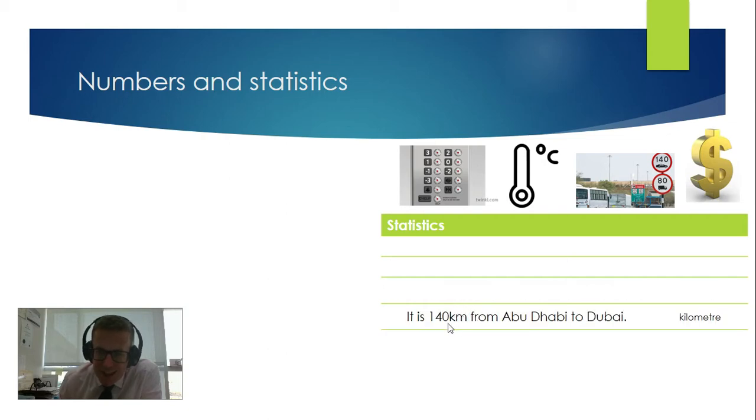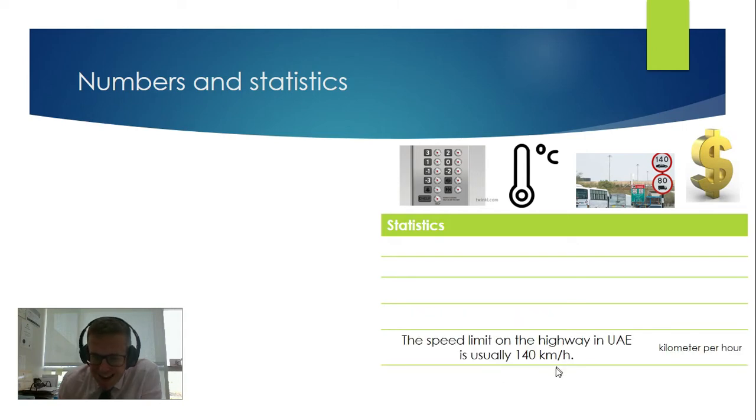Sometimes after a number we have a measurement, some letters, so we say these. It is 140 kilometers from Abu Dhabi to Dubai. When there's a line, this means that it's per. We say the speed limit on the highway in the UAE is usually 140 kilometers per hour. So this line is per.